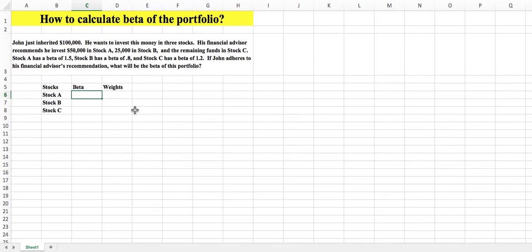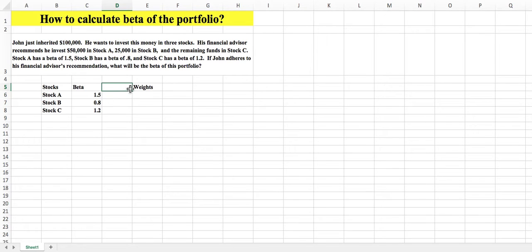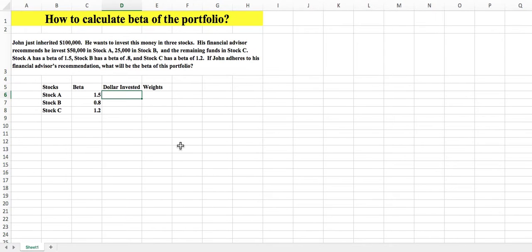Next, we're going to put down what our beta is going to be. So the beta for stock A is going to be 1.5. Beta for stock B is going to be 0.8. And the beta for stock C is 1.2. Next thing we need to do is find the weight for each stock as compared to the portfolio. So we're going to move this over one. And right here we're going to put dollar invested. And we'll make this a little bit larger so we can read it. Dollar invested for stock A is going to be 50,000. Stock B is going to be 25,000, and stock C is going to be 25,000 as well.